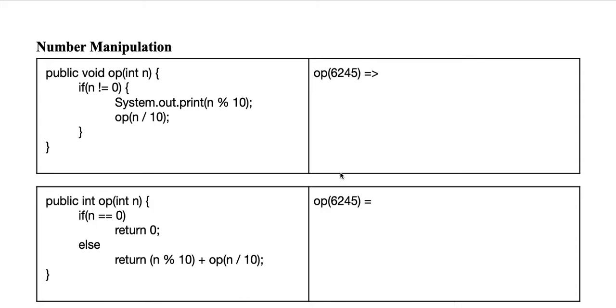All right, let's talk about some ways that recursion can be used to manipulate numbers. So in this function, you'll notice we're not returning anything, so it's a print recursion type situation again. And if the input is 6245, let's see what it does.